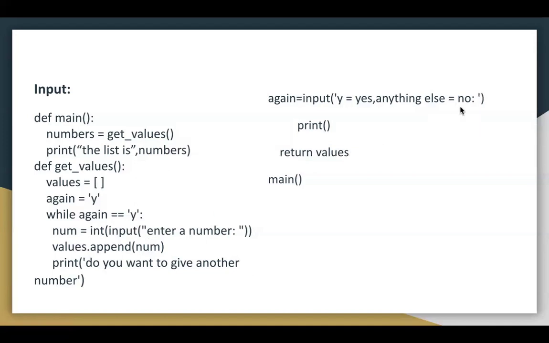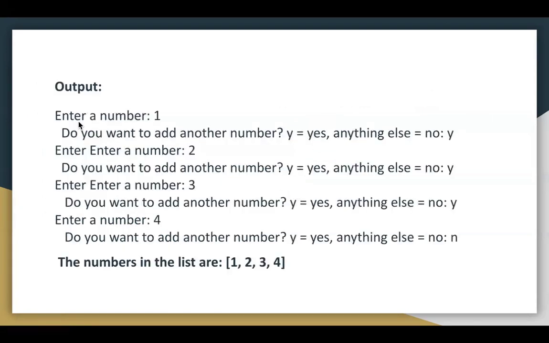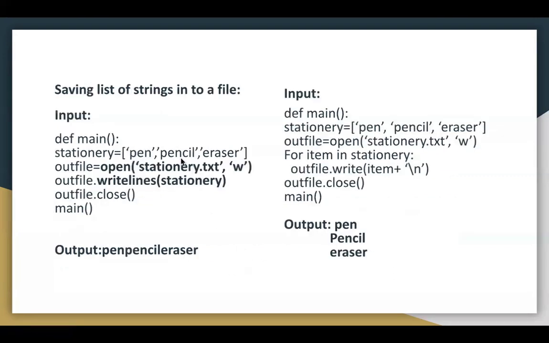But if we type no, he cannot give a number, the program will stop, and it will return the values. So here the output will be like, enter a number 1, and it will ask, do you want to add another number? So y is equal to s, or anything else no is equal to no. So if the user gives s, he can type another number. Here you can see that after number 4, I gave the input as n, so it will stop the looping, and we will get the output as 1, 2, 3, 4.